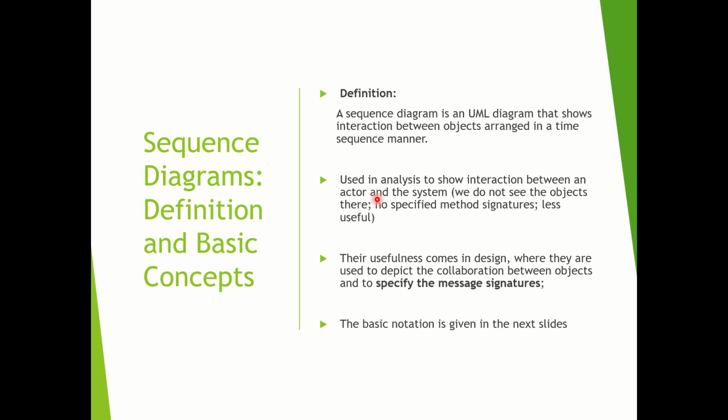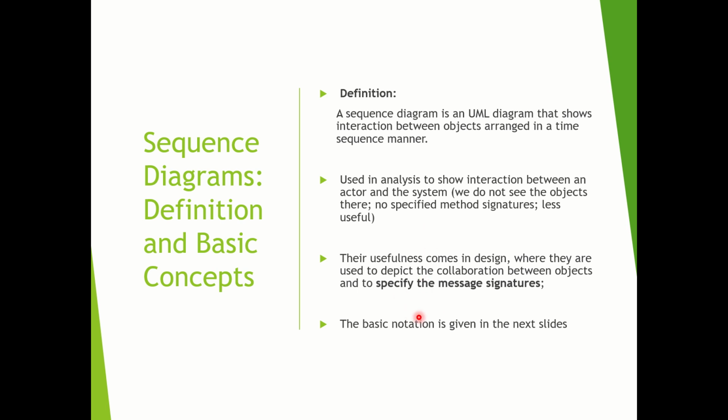It is used in analysis to show the interactions between the actor, the system, etc. It shows the interactions by using message signatures. What do we mean by a message signature? It means what function is passed, what message is passed, from one actor to the system itself. So, it is a kind of collaboration between the objects and the messages itself.